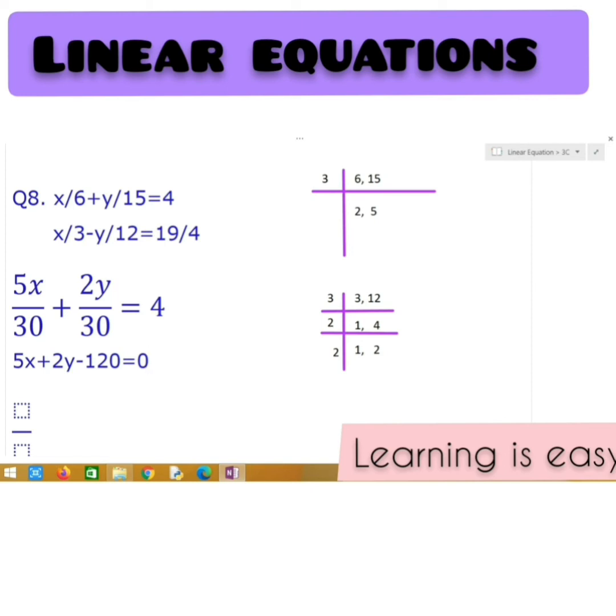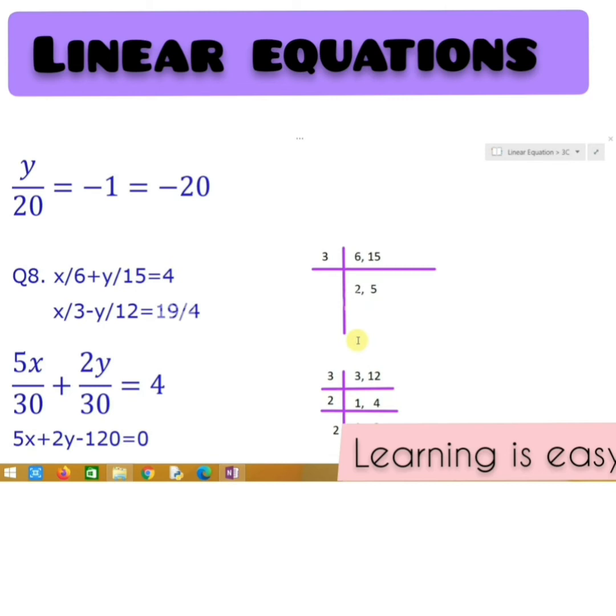In a very similar way, we need to take the LCM for the second equation. So for 3 and 12, if you take the LCM it is again 12. So 3 times 4, 4 3s are 12.